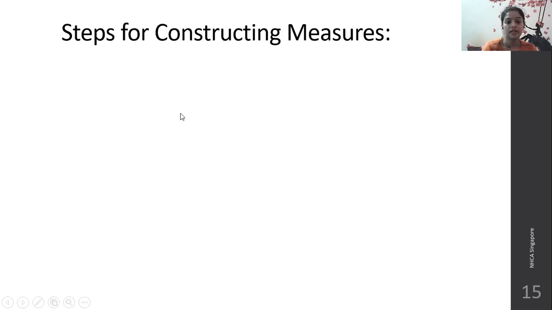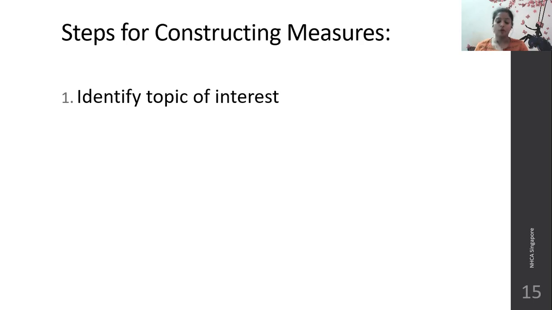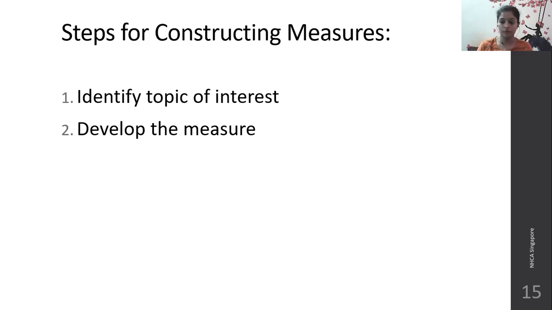Steps of constructing measures. First is to identify the topic of interest. You have to check what you are interested to find. For example, if it is patient satisfaction, that is your topic of interest. You want to know the rate of patient satisfaction in your hospital. So that is identifying a topic of interest, what you want to check. Then you develop a measure. How to check this topic of interest? How to check patient satisfaction? By providing feedback forms. You develop a feedback form and write down what questions should be in it. That is developing the measure.